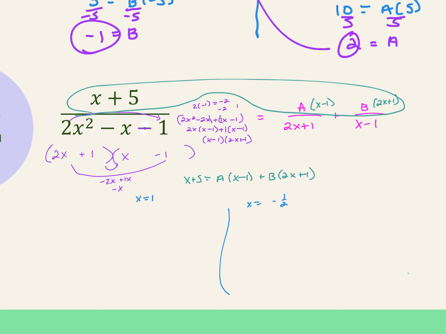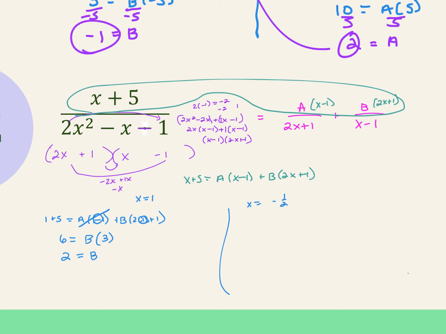On the left-hand side, everywhere there's an x, I'm going to plug in a 1. So 1 plus 5 equals A times 1 minus 1 plus B times 2 times 1 plus 1. 6 equals, this becomes 0, so the A is gone. B times, this is 2 times 1 plus 1, which is 3. And I get B is 2.